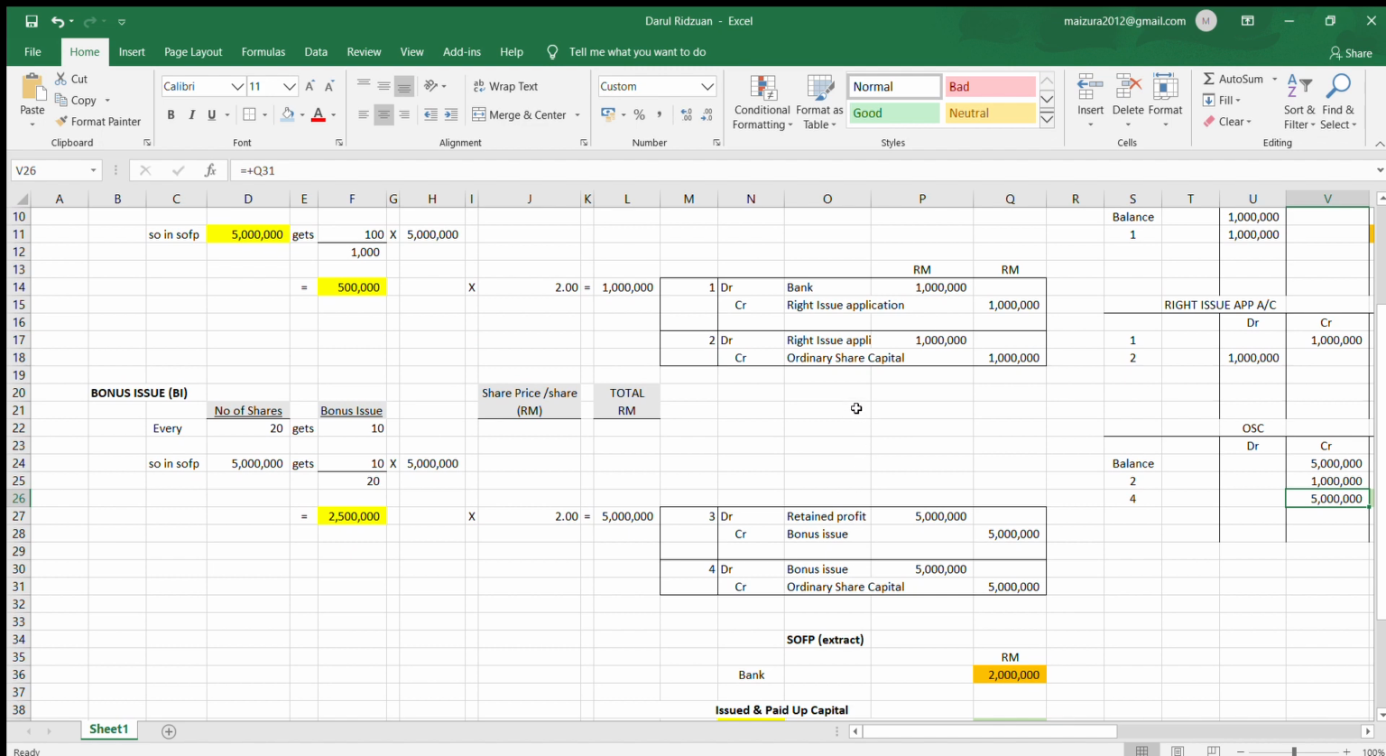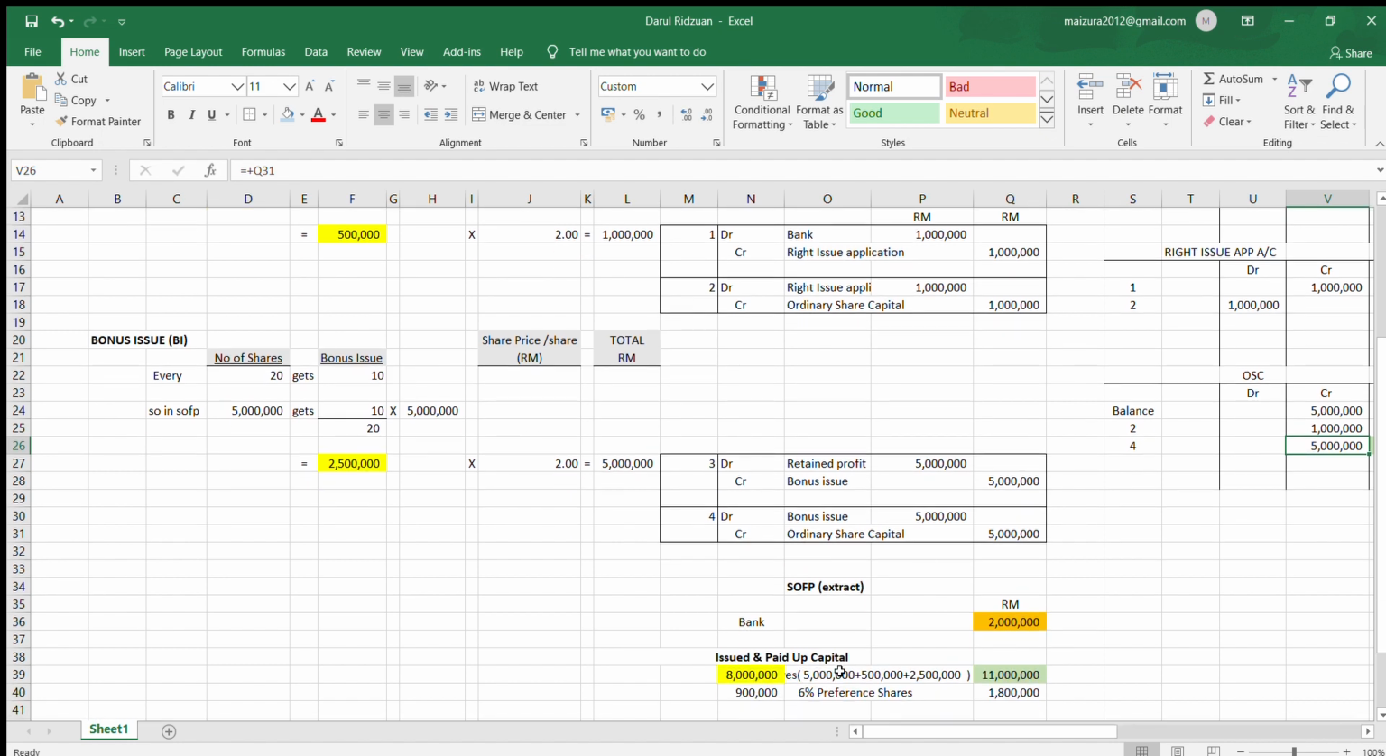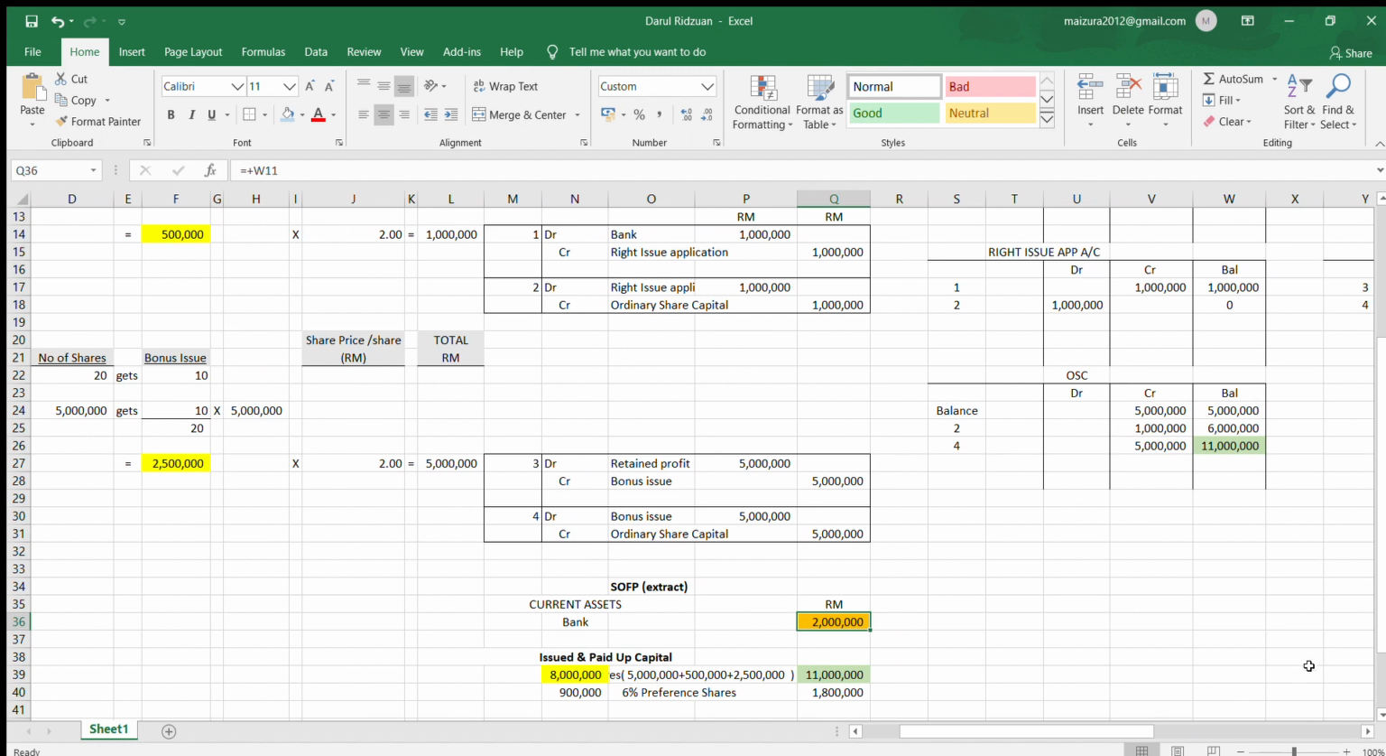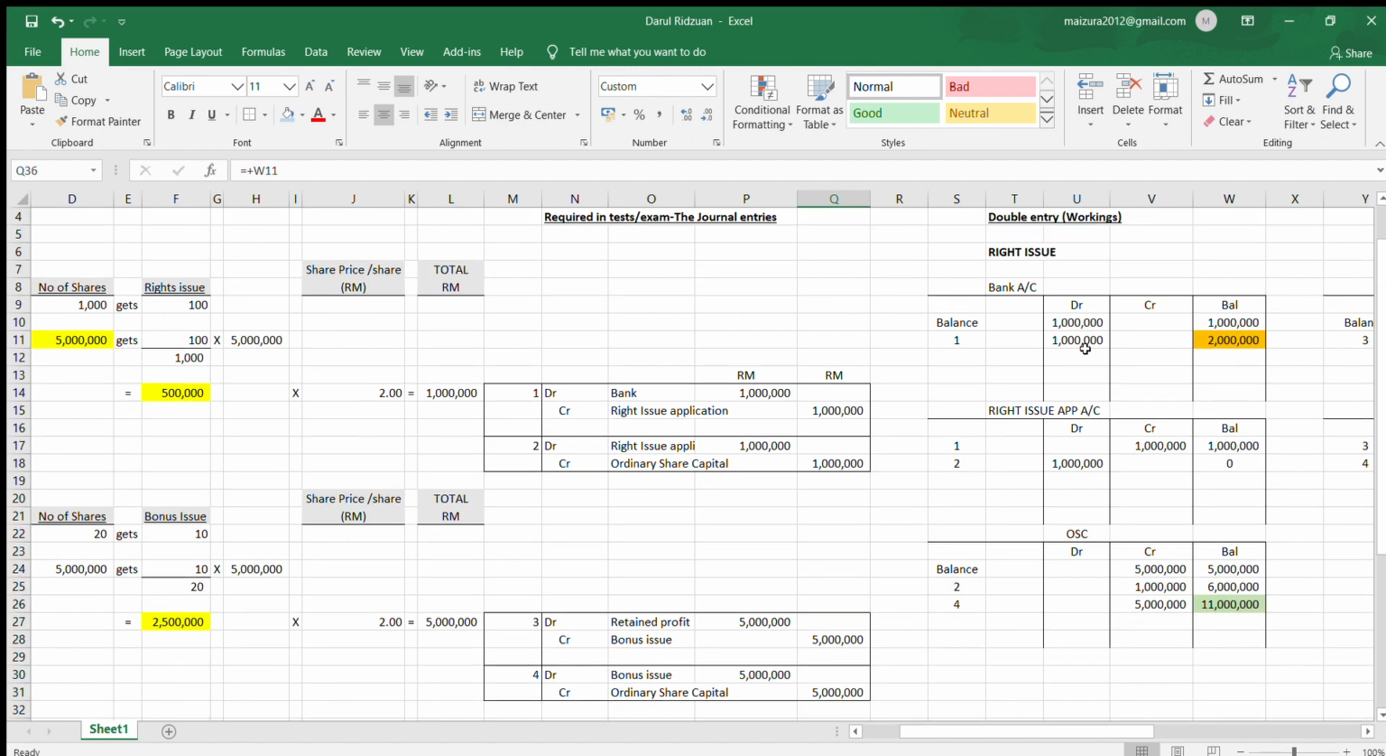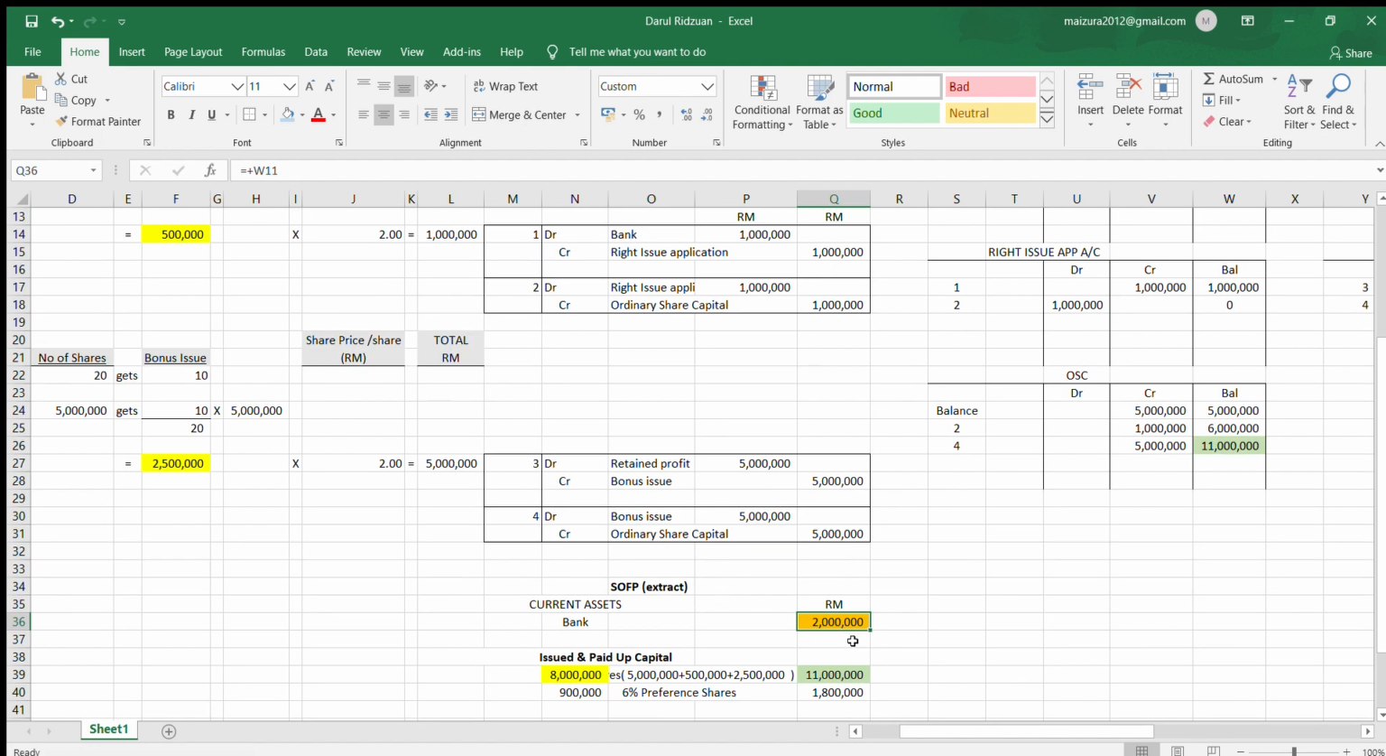So make sure you do the steps accordingly. Now, ultimately, you are required to do the extract of the statement of financial position. Following the order in the question, it starts with current asset, which is bank. Now, bank would be 2 million. So how do you get the amount of 2 million? From here, the existing balance of 1 million added to the right issue of 1 million. So this is 2 million.